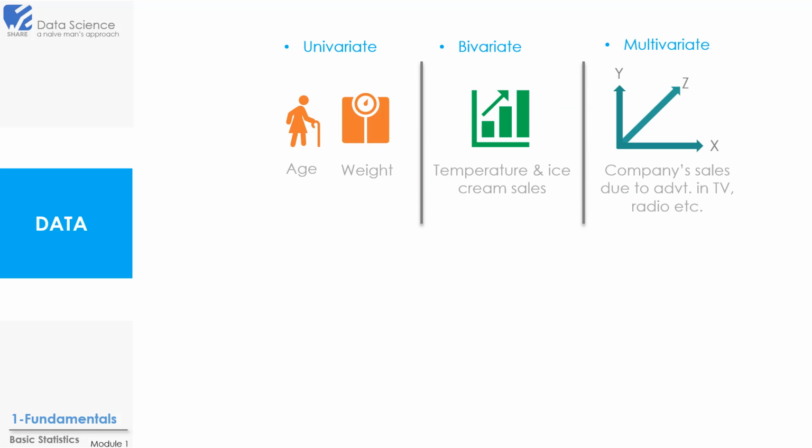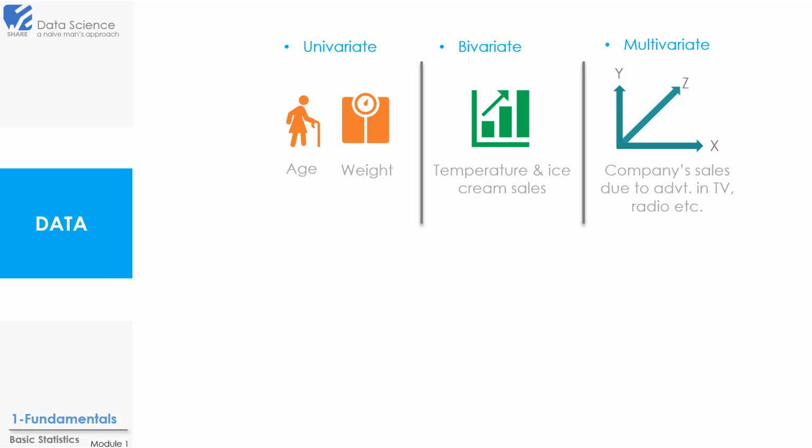Now moving to the next part, we have 3 types of data. Univariate. This type of data consists of only one variable. The analysis of univariate data is just the simplest form of analysis, since the information deals with only one quantity that changes. Example, age, weight, etc.